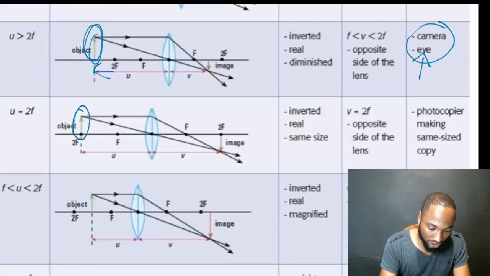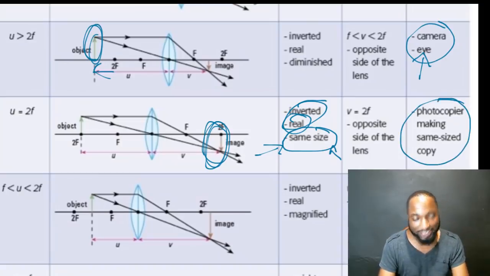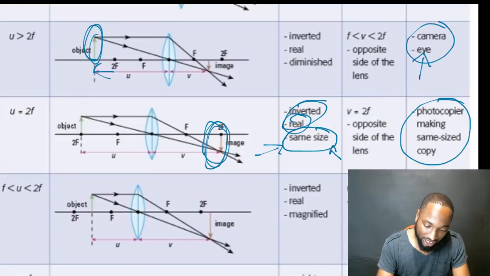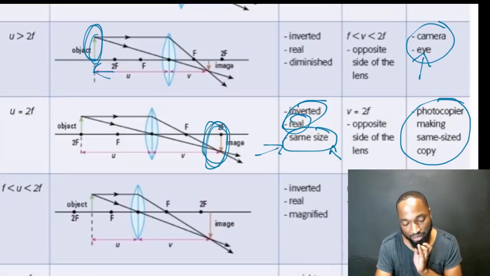The next situation is if the object is on 2F, 2 times the focal length. What will happen? Well, then the image will form on 2F. Inverted, real, but you're getting the same size. This is the difference because it's on 2F here, and this is used in photocopiers because you want to make it the same size. V is equal to 2F, opposite side of the lens. This V here stands for the image distance. The image distance is equal to 2F.